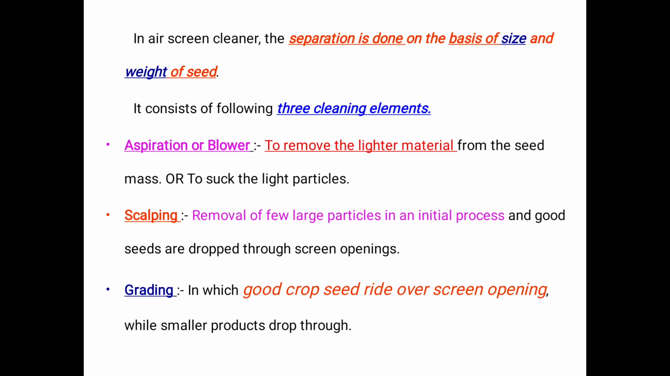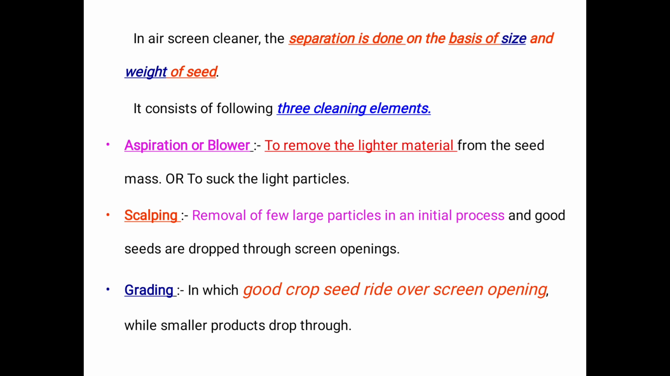In an air screen cleaner, the separation is done on the basis of size and weight of seeds. This is very important. Air screen cleaners separate the grains according to the size and weight of the seeds. It consists of three elements. First, aspiration. Second, scalping. And third, grading. Aspiration is done by the blower.